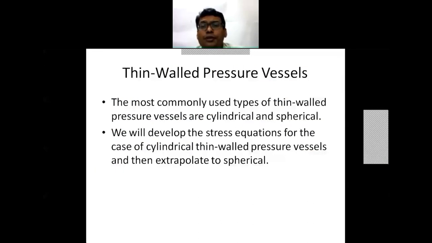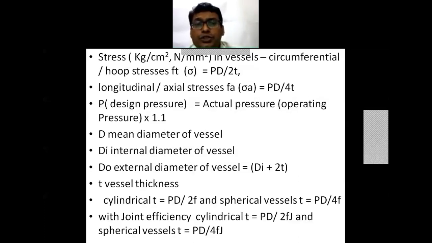So the thin walled pressure vessels, the most commonly used types are cylindrical and spherical vessels. So we will develop the stress equation. For that we have already developed it. One by one we will write the circumferential or the hoop stresses, which is equal to sigma theta, which is equal to pd upon 2t, and the longitudinal or the axial stresses, which is sigma a, which is pd upon 4t.